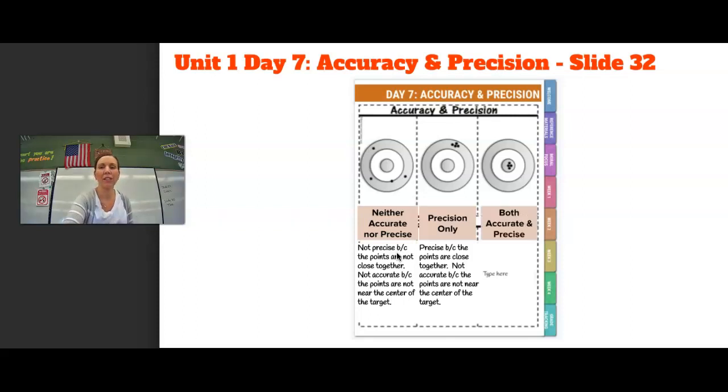And then finally, this last one would be both accurate and precise. It's precise because we can see that all of those dart hits are close together, but we would see that it's also accurate because it's hitting the center of the target. So all of those dart hits are close together and they're hitting the bullseye, which would make them both accurate and precise.